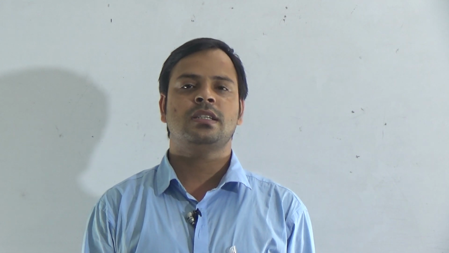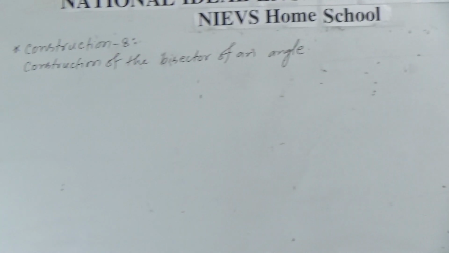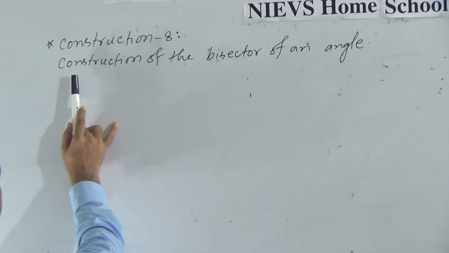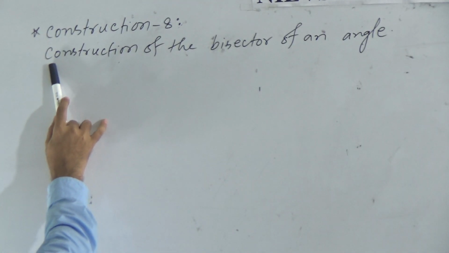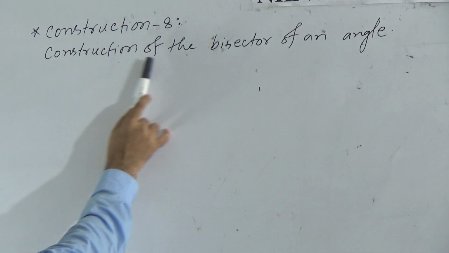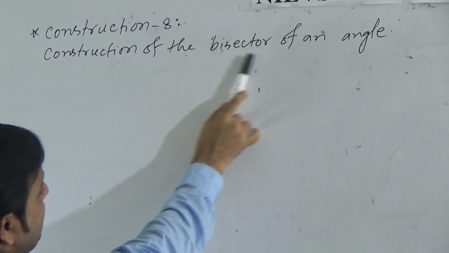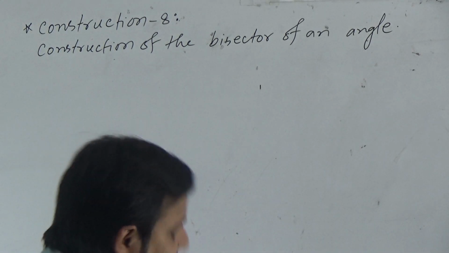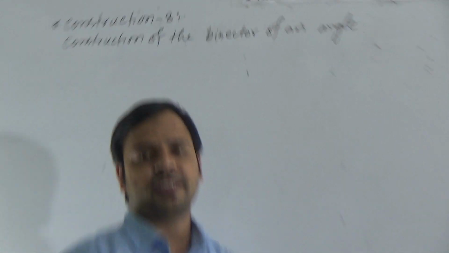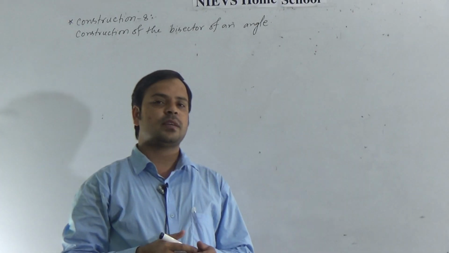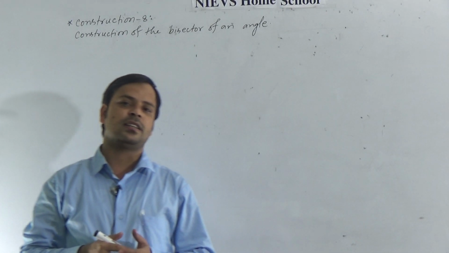Dear students, today I am going to take a math class of class 6. Our today's topic is Construction-8. Dear students, let us see what is Construction-8. Construction-8, the statement is construction of the bisector of an angle. It means that an angle will be given. We need to construct the bisector of the given angle.